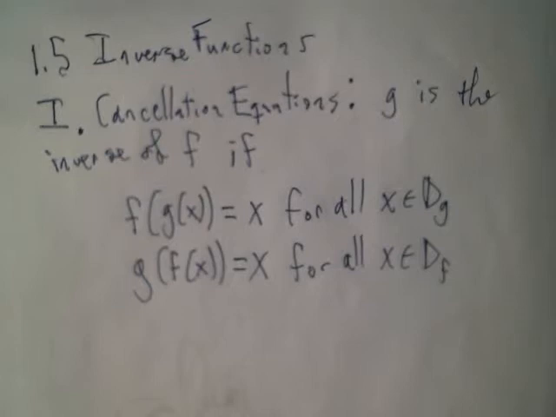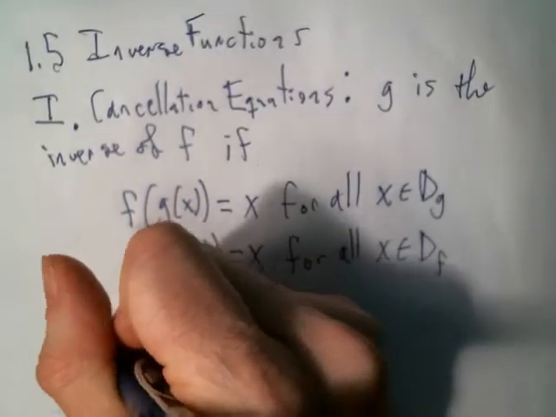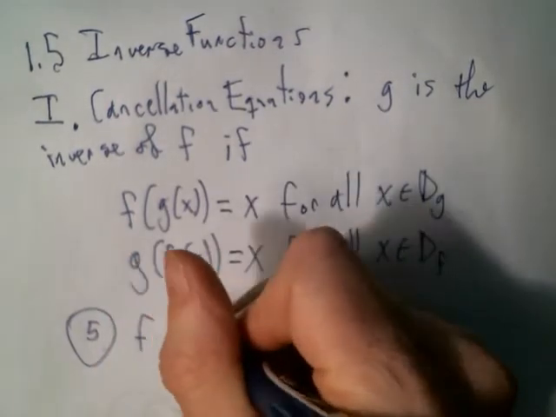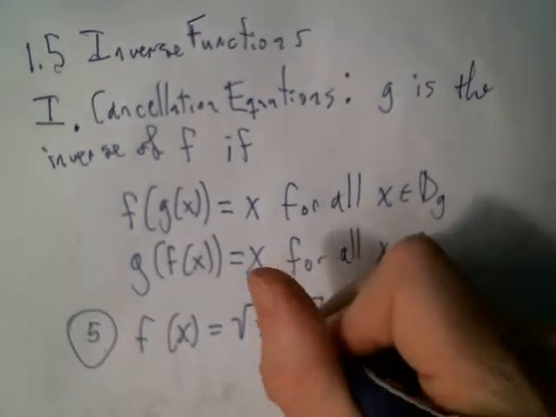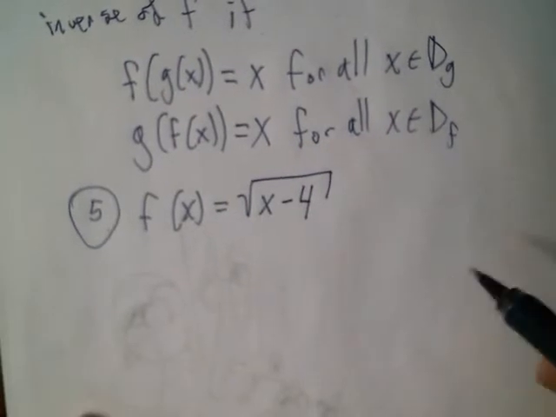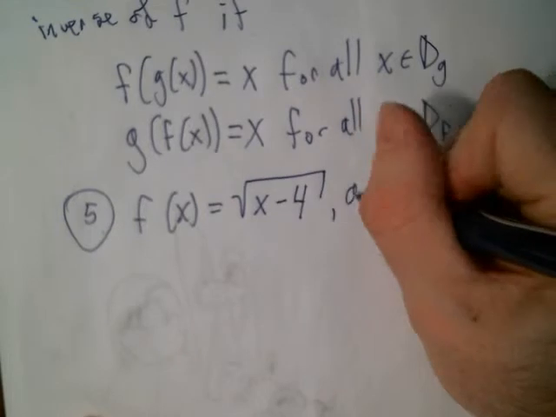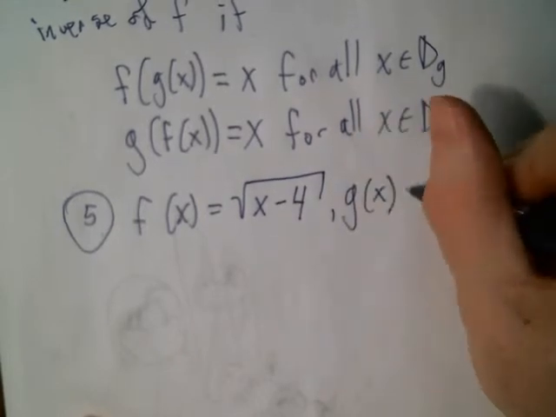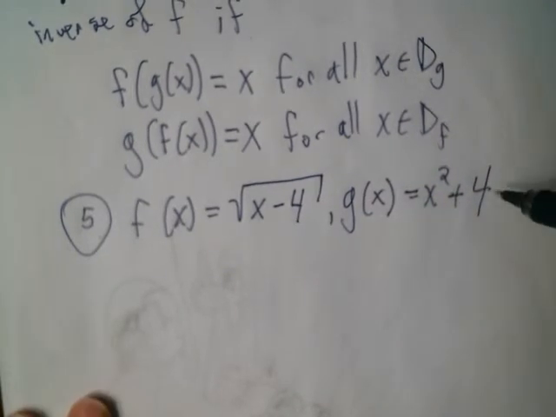Okay, so let's take a look at a more unusual example, I guess. I wouldn't call it unusual, but it's not as straightforward. Here we have the square root of x minus 4, and we want to know what its inverse is. Well, I guess they already gave us the inverse in this problem. Sorry. So they want us to verify that g of x is in fact the inverse of f of x.